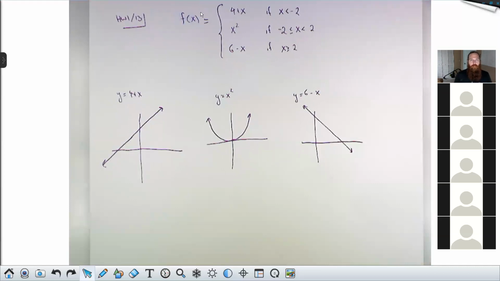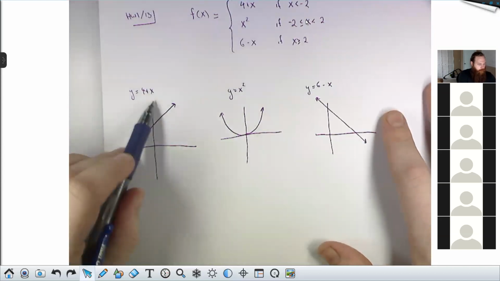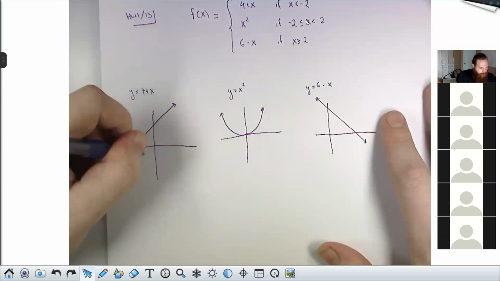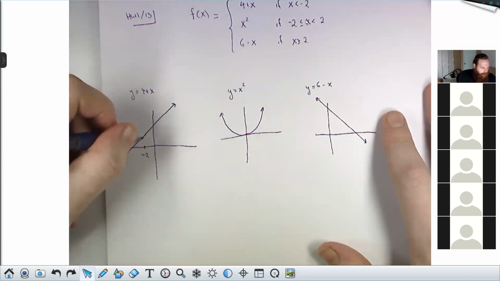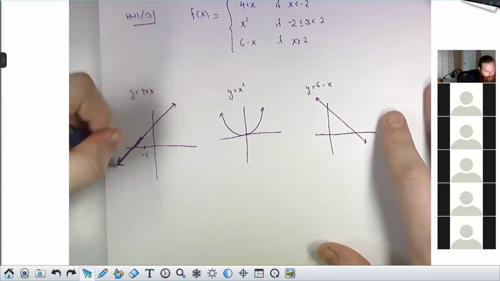And my function behaves like the first guy, but only for x's which are to the left of -2. So where is -2 in this picture? Well, -2 plus 4, that's 2. So it's like halfway through this. So I'm going to take only the part of this graph that satisfies the condition specified in my piecewise function, just this part.